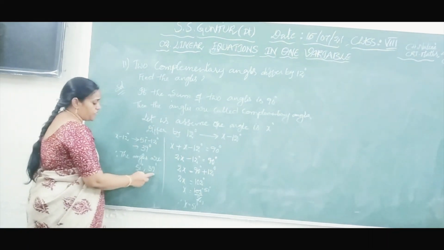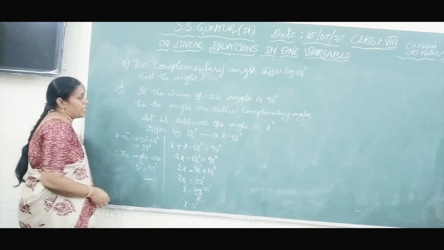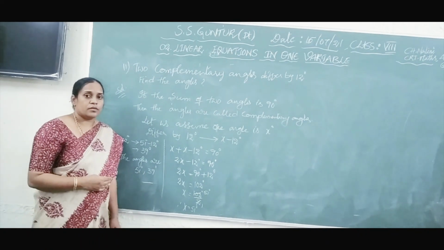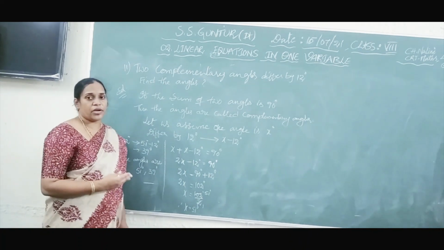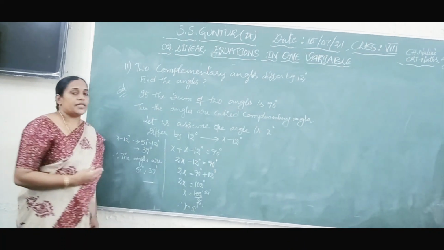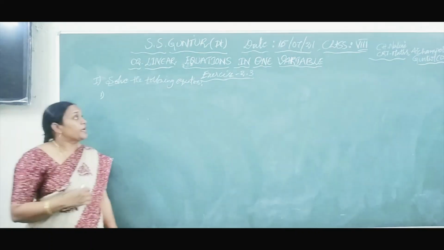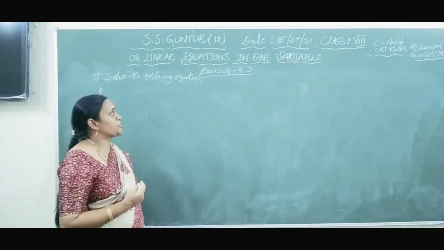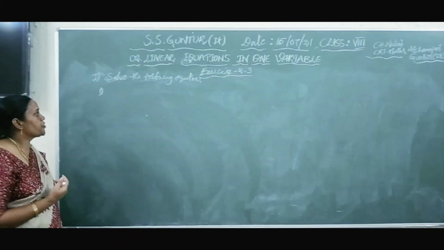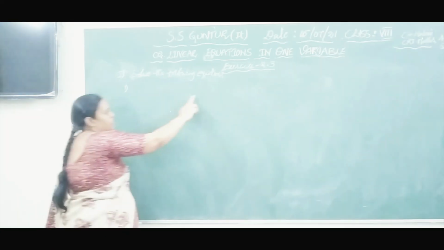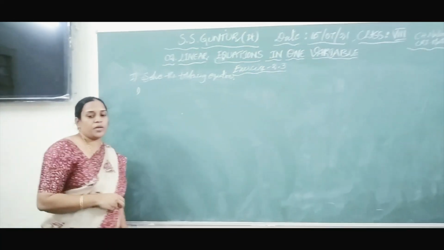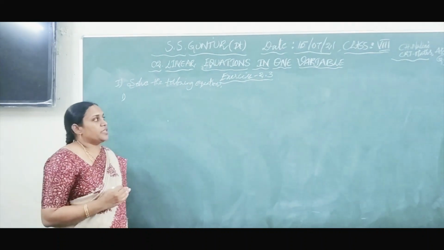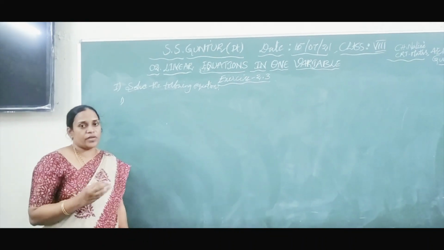Understood students? All of you? Now we have completed exercise 2.2, word problems and exercise problems. Let us enter into exercise 2.3. In this exercise 2.3, we first have to learn to solve the following equations. There are about 14 equations here, and I will solve some of them.